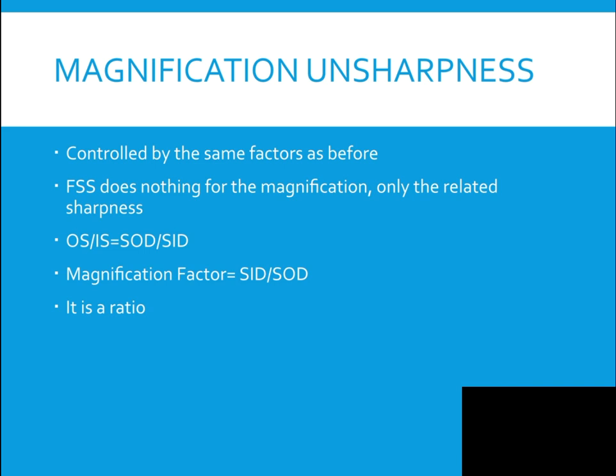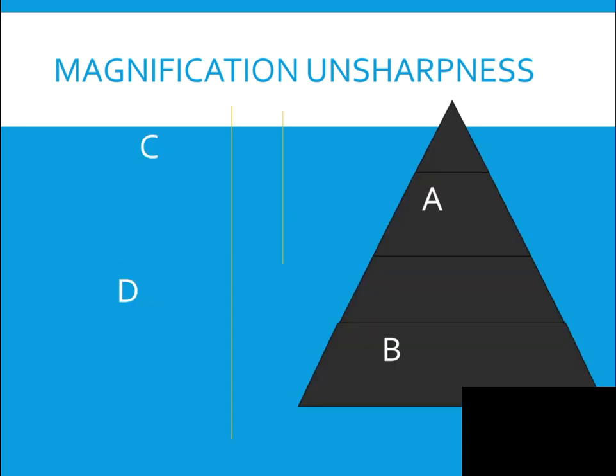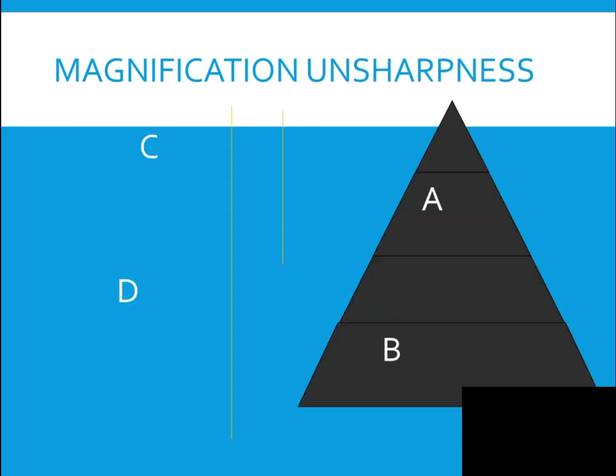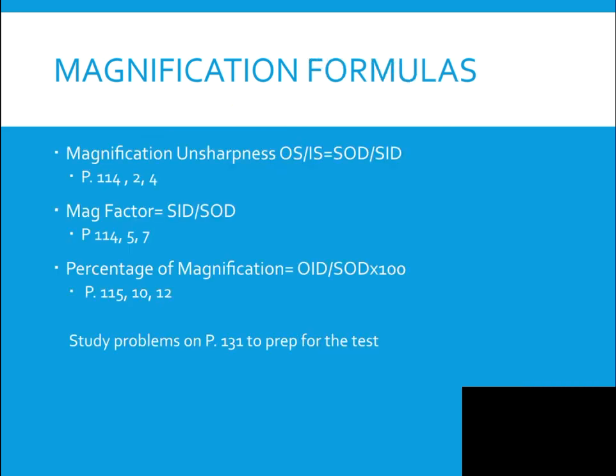So magnification unsharpness is controlled by the same factors as before. Focal spot size does nothing for magnification, but it does have to do with sharpness of recorded detail. So anytime we have a ratio problem, like this should be somewhat familiar to you. So anytime we have a ratio type problem, so we've got magnification unsharpness. So what we have here is source to object distance. We've got source to image receptor distance. So with magnification and sharpness, what we've got is a ratio type problem.